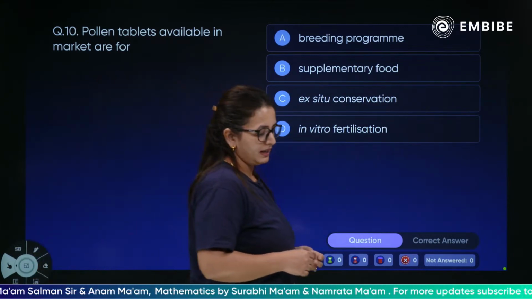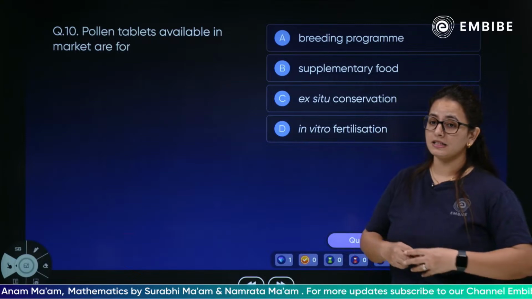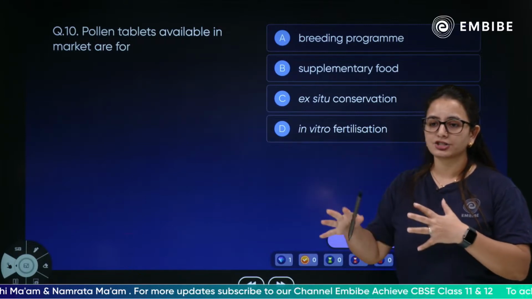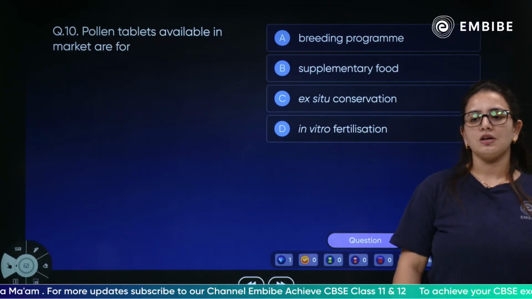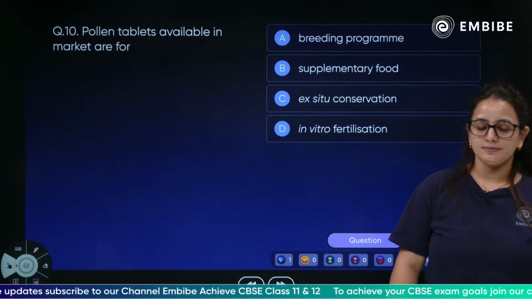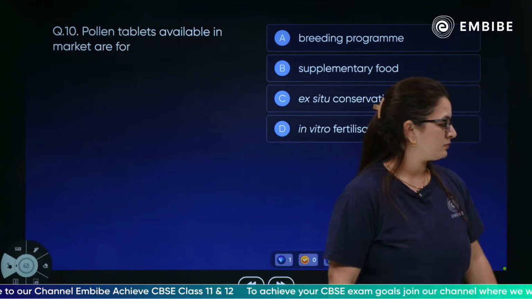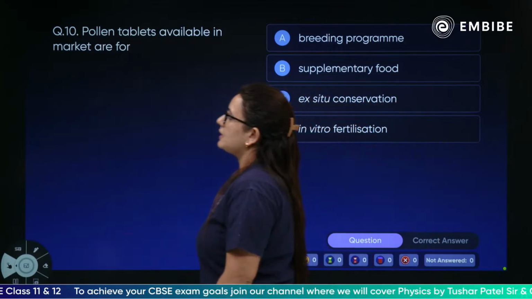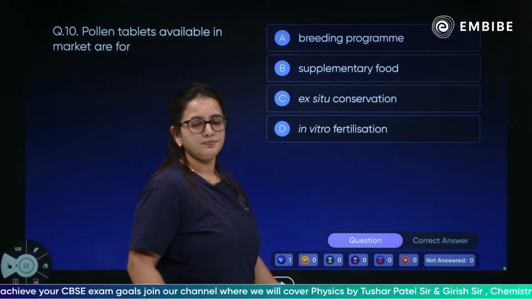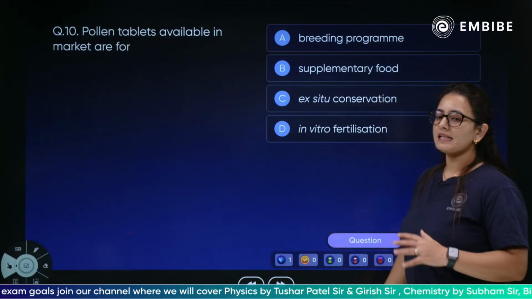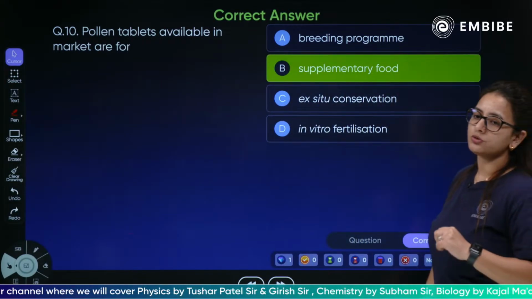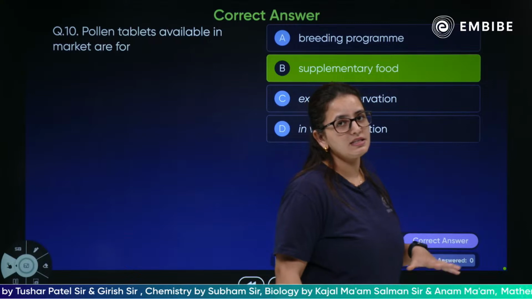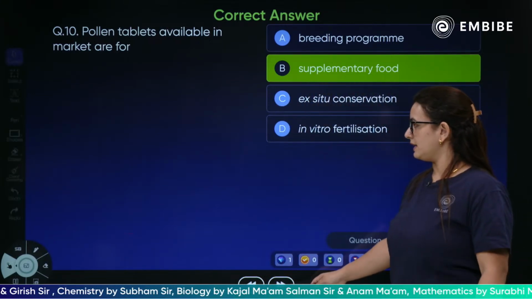Next question. Pollen tablets available in the market are for what? They enhance stamina and work as an energy driver. The pollen tablets available in the market are used as, very simple, supplementary food. It is completely banned for athletes because it enhances energy and stamina.